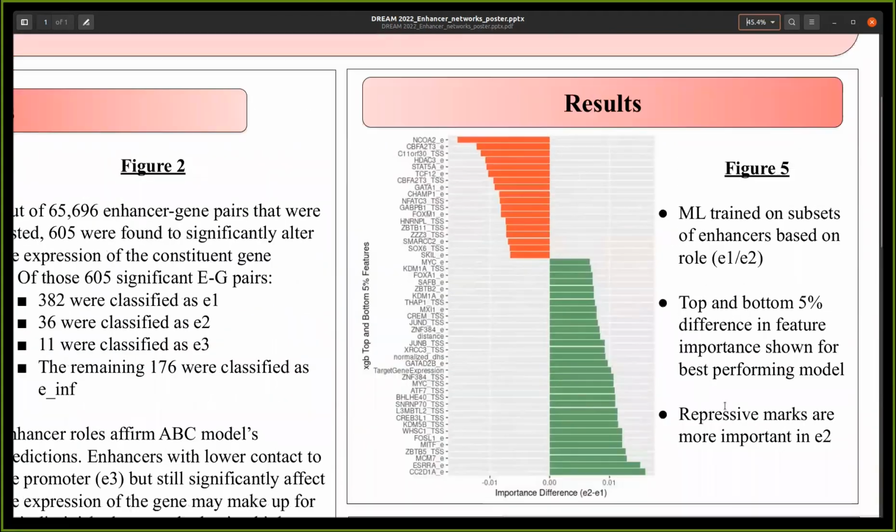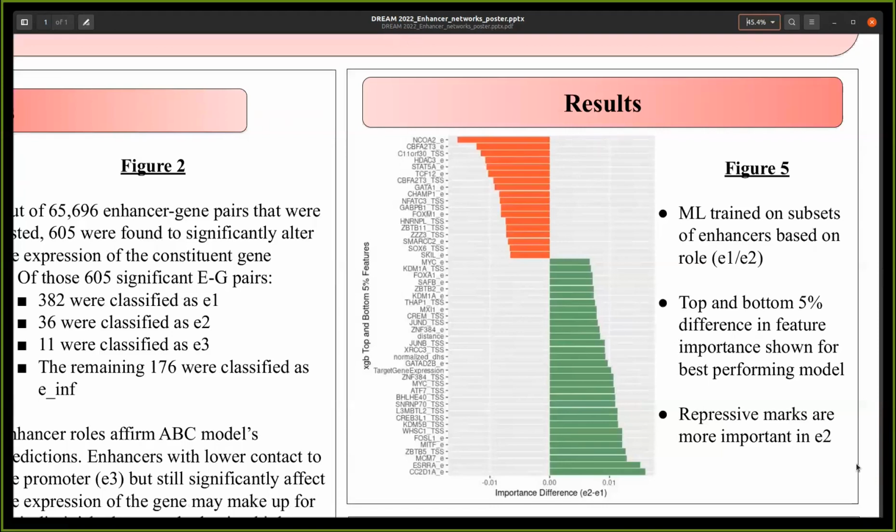So lastly, we trained those same models on subsets of the data. One model was trained on only E1s, and then the other model was trained with E2 and above, so E2, E3, EINF, and so on. We took the feature importances from those models and we subtracted them from one another. So this graph shows the importance difference between those E2 and E1 models. So down here, we see high importance difference between them. That means that those features were much more important when we trained only on indirect connections than they were when we trained on direct connections to the gene.